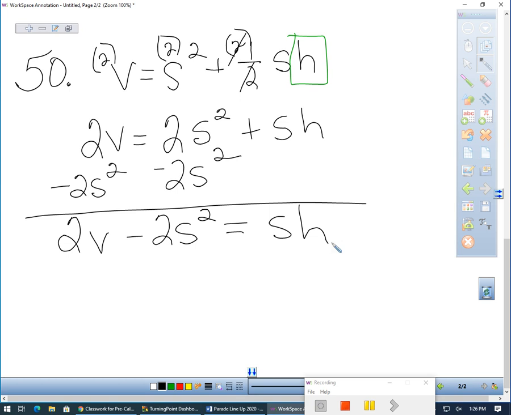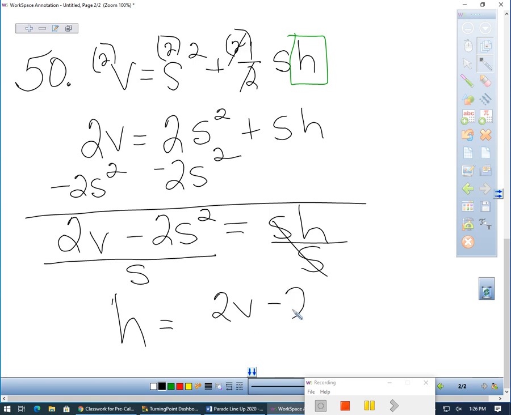What's the last thing we're going to have to do? What's s doing to h? It's multiplying, right? So we divide to solve. So again, we end up with h equals 2v minus 2s squared over s.